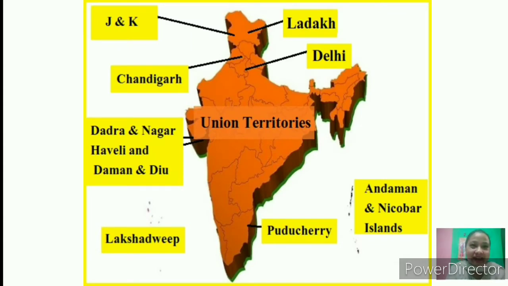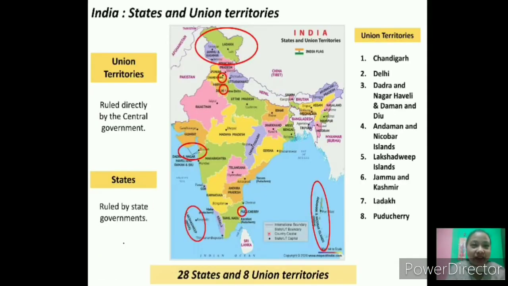These are the 8 union territories: Jammu and Kashmir, Chandigarh, Ladakh, Delhi, Dadra and Nagar Haveli and Daman and Diu, Lakshadweep, Puducherry, Andaman and Nicobar Islands. So dear children, India has 28 states and 8 union territories.